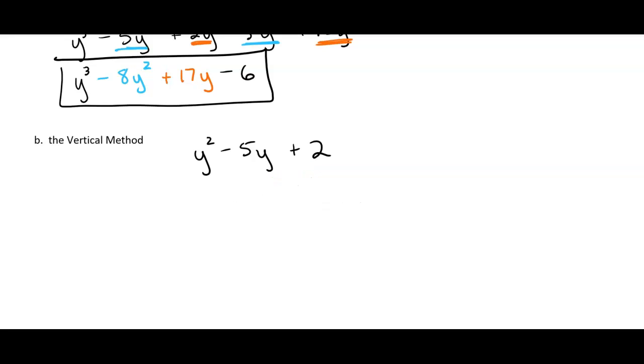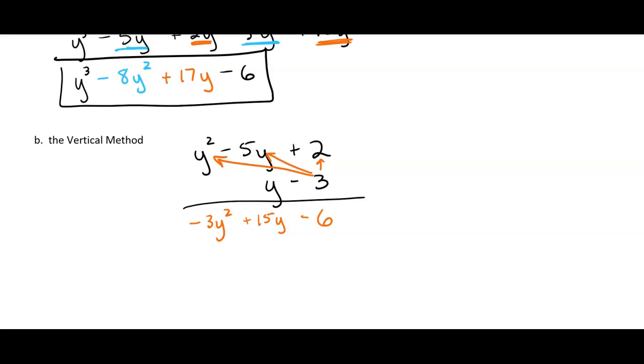And you might like this method. I'm going to make it look so nice. I don't usually use this method, but I'm starting to think maybe I should. So minus 3 times 2. That's going to be the negative 6. Then I'm going to have negative 3 times negative 5y, which is a plus 15y. And then I'm going to have a negative 3 times the y squared, which is negative 3y squared. Now, if I do this just right and I line them up good, it's going to be easier to see the like terms. That's the only thing.